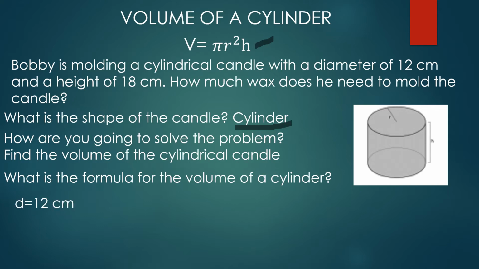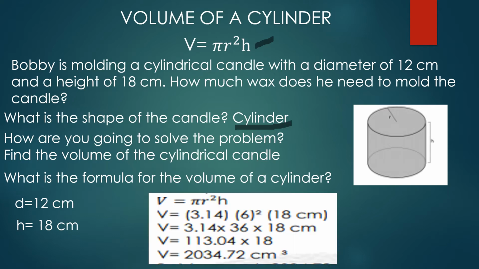So, ano yung mag-given? Diameter, 12 cm, and the height, 18 cm. So, hindi natin gagamitin dyan ang diameter kasi radius ang kukunin natin. So, anong gagawin natin sa diameter? Hatiin natin sa dalawa para maging radius. No? So, ang ating formula is pi r square times height.